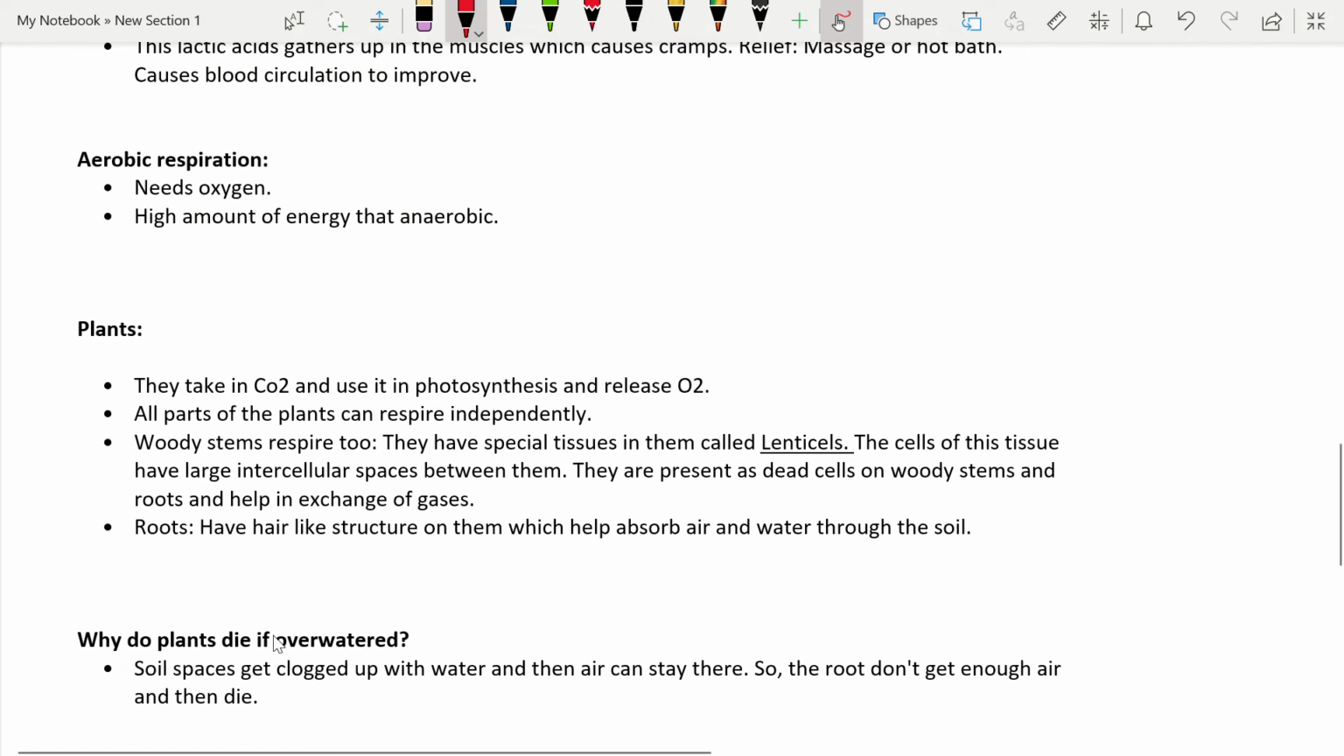Aerobic respiration needs oxygen, and a higher amount of energy is released than in anaerobic respiration. In anaerobic respiration, energy is released, but not as much as in aerobic.